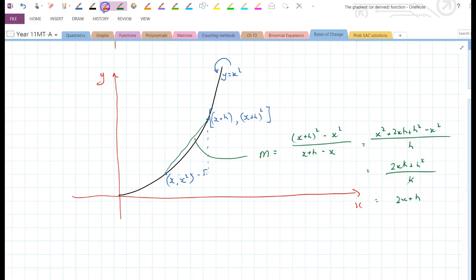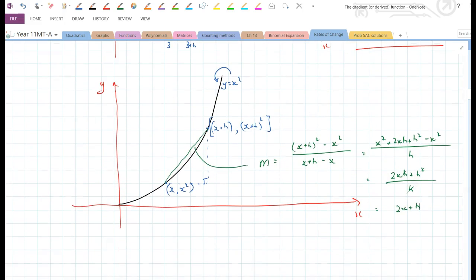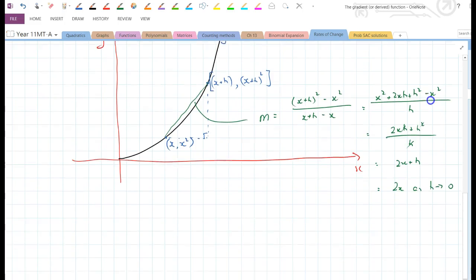Now let's just reconsider what we're doing here. I've now got a gradient which is 2x plus h, and obviously the gradient will depend on what this value of x is. Up here the value of x was 3, so that was 2 times 3, 6 plus h. Now this is going to be equal to 2x as h tends to 0.